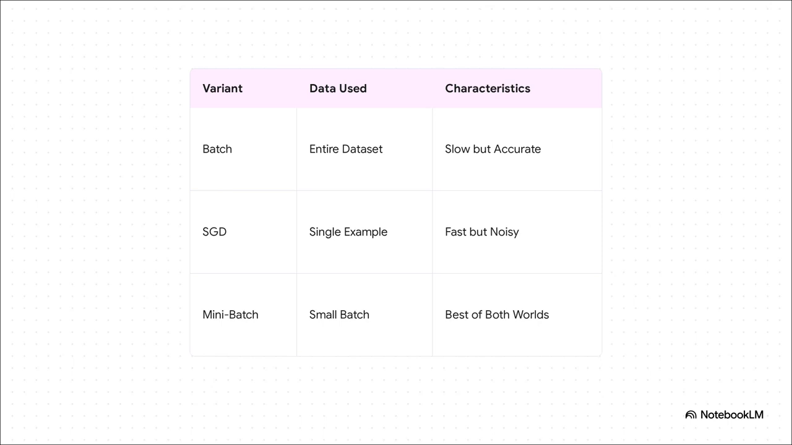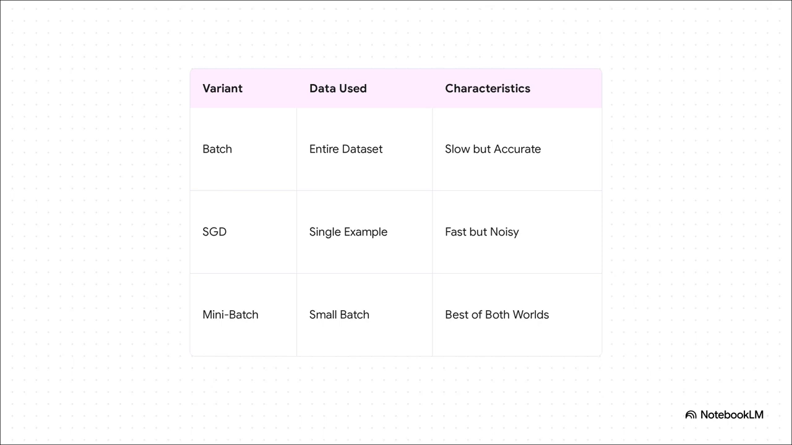On the other end of the spectrum is stochastic gradient descent, or SGD. It does the complete opposite. It grabs just one training example, calculates a rough, kind of noisy guess of the slope, and takes a step. It's incredibly fast, but the path it takes can be really erratic. And that's why, most of the time, we use the best of both worlds, mini-batch gradient descent.